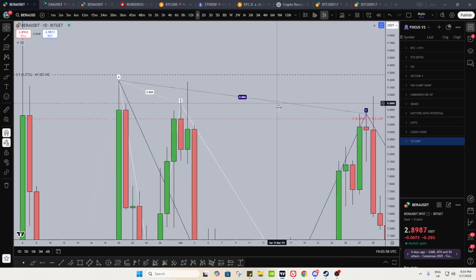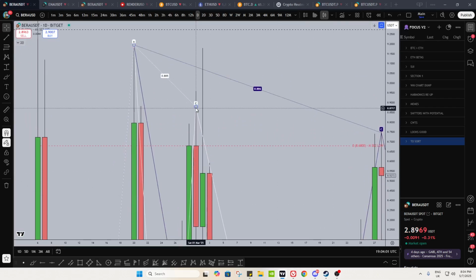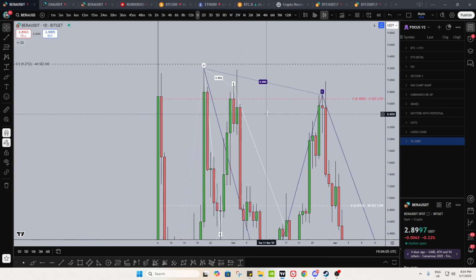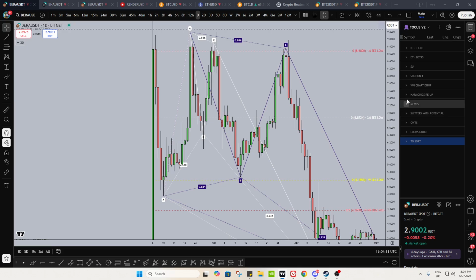There we go. Zoom in. There was the 886 respected. The answer is very much yes, right? Both times. SFP, SFP. Under the SFP, buy, try to get above, you can't. So for me, this harmonic is valid.